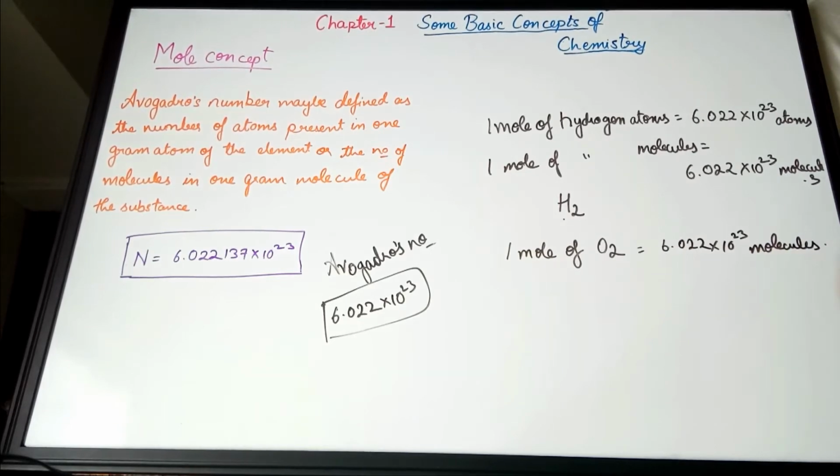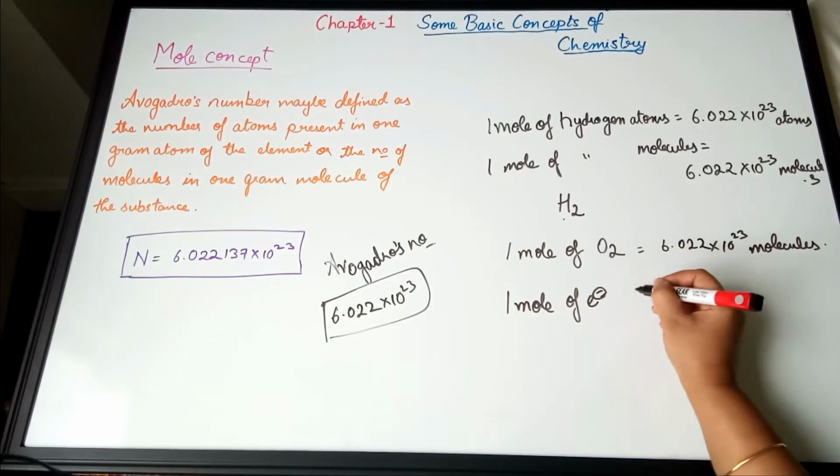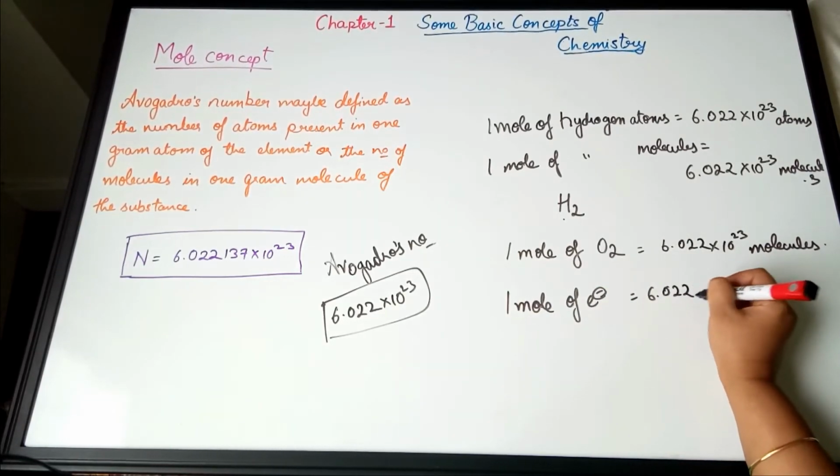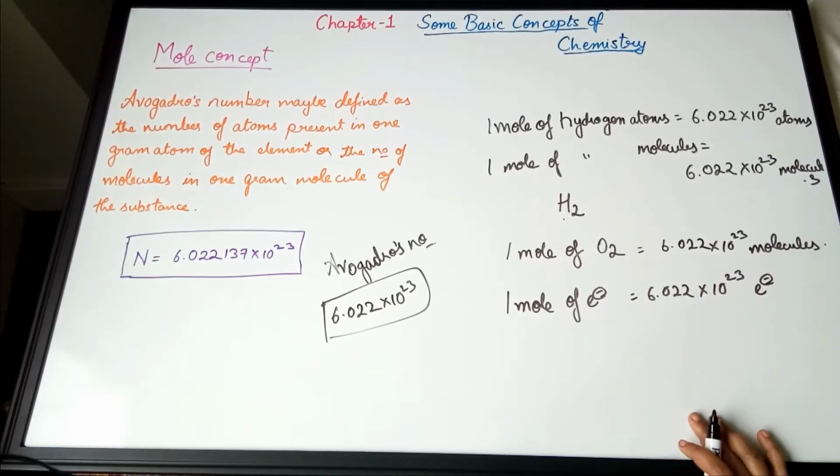1 mole of electrons is 6.022 into 10 to the power 23 electrons. Like how we have a dozen, and dozen automatically means we're talking 12, right? Similarly, mole automatically means we are talking about the Avogadro's number. And the Avogadro's number is the number of atoms present in 1 gram atom of an element, or number of molecules in 1 gram molecule of that particular substance.